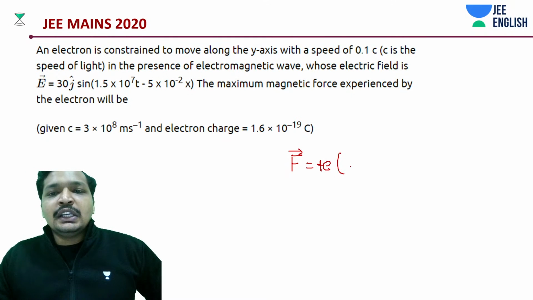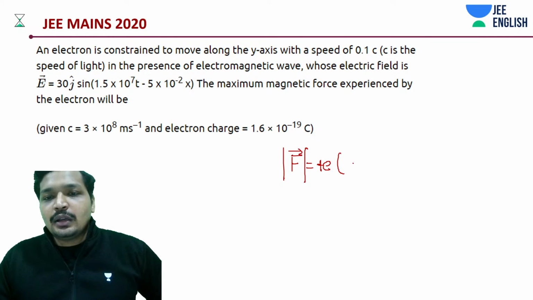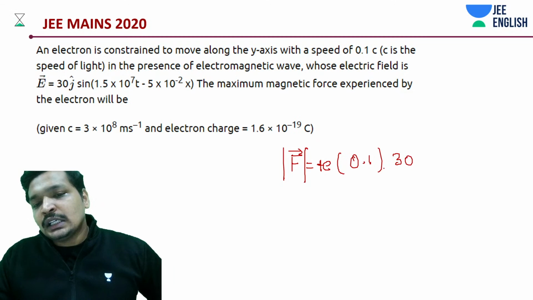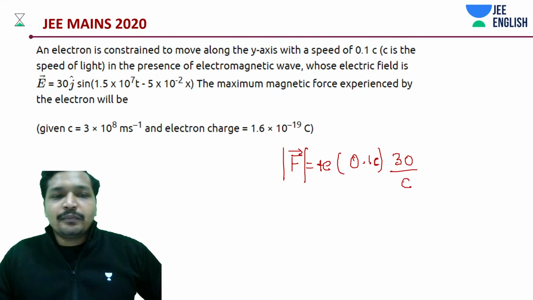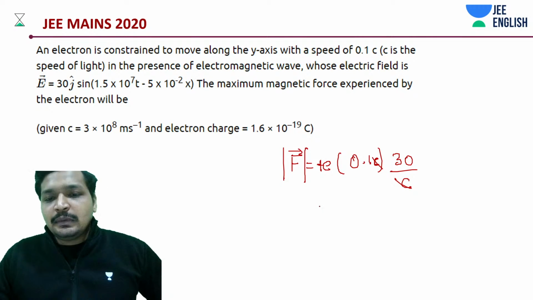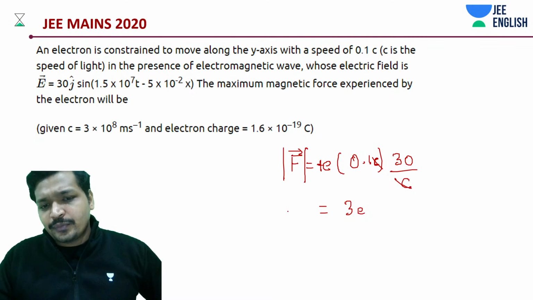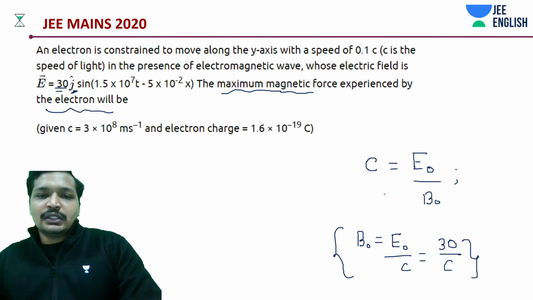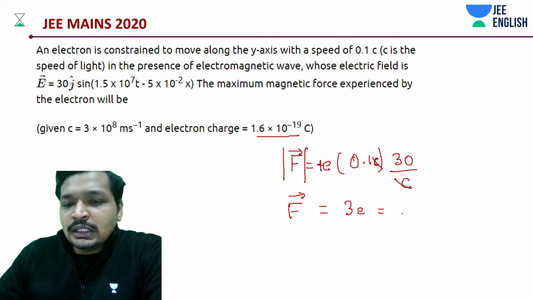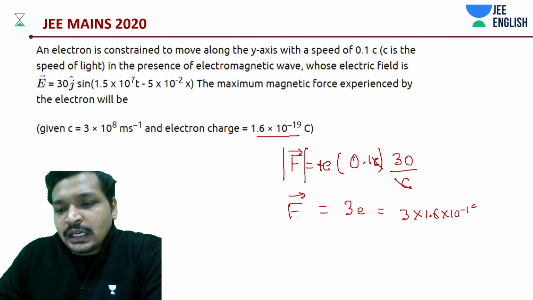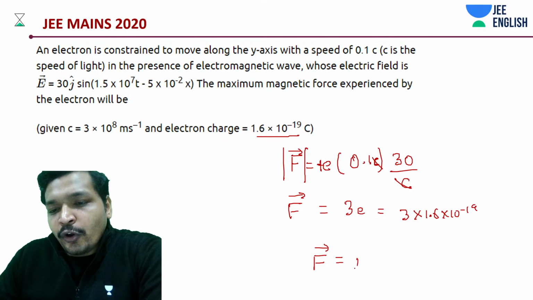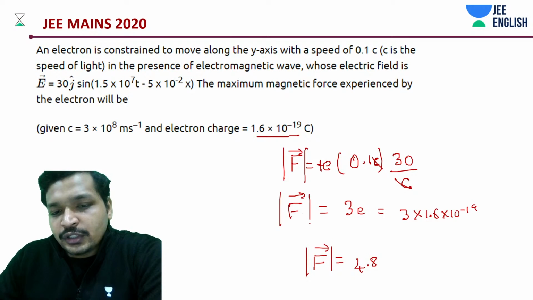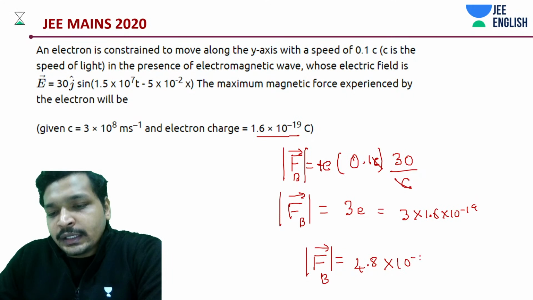What is the value of v? The v value is going to be 0.1 c, and your B value is how much? 30 by c. That's it. So we have 3e to be the max magnitude. How much is e? e's value is 1.6 into 10 to the power minus 19. So 3 into 1.6 into 10 to the power minus 19, so we will be having the maximum magnetic force magnitude to be something like 4.8 into 10 to the power minus 19 newtons. That's it.